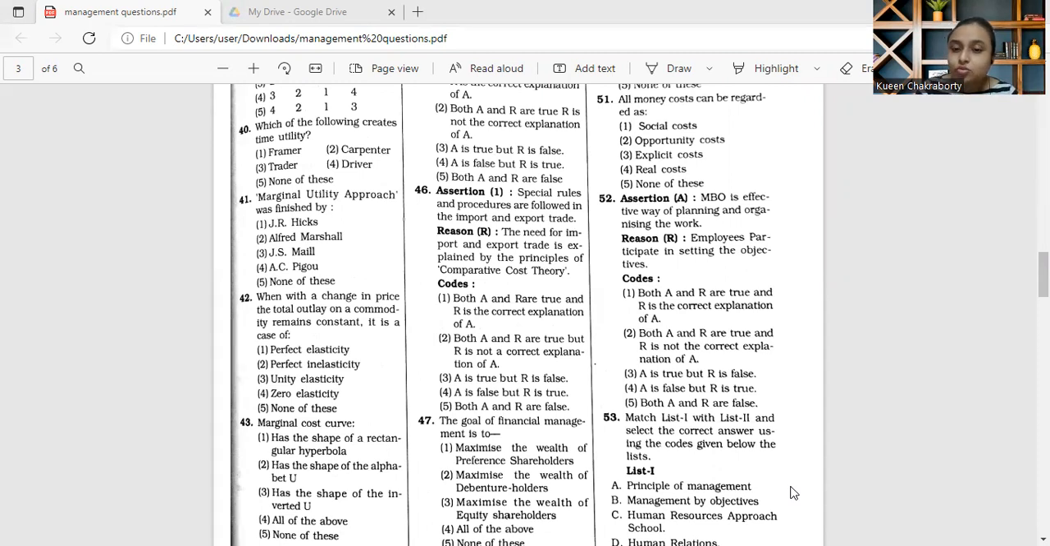1. Social cost, 2. Opportunity cost, 3. Explicit cost, 4. Real cost, or none of these. Now, the basic thing is: what is an opportunity cost? Many of you might not know what an opportunity cost is.